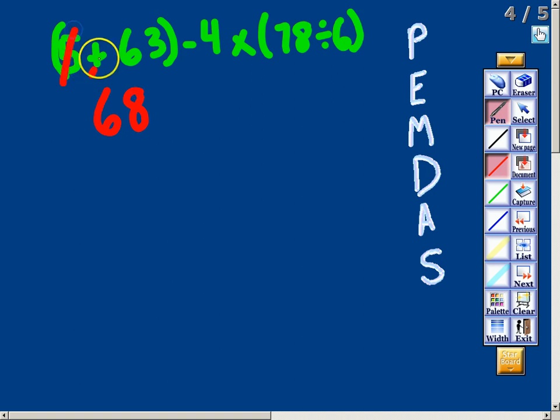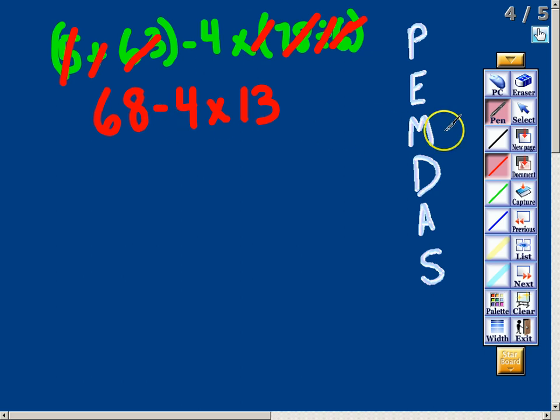All right, and I can even take off this 5, 63, 68, the parentheses and everything else. Okay, I can rewrite the number 4. I can rewrite the multiplication sign. And then I need to still do 78 divided by 6. That's going to give me 13. So I can take off the 78 divided by 6 in the parentheses. Okay, now we have 68 minus 4 times 13.